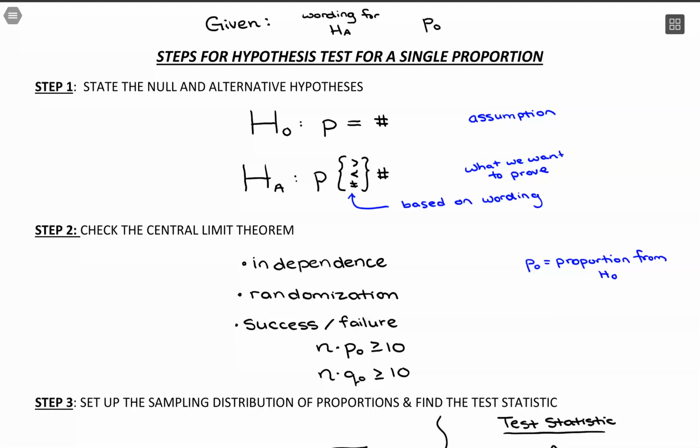And what you'll also be given is sample data. It's important to separate these pieces. So there'll be something about what they want to test or find evidence for, and then they'll describe some sample data, which will lead to a sample proportion coming from some sample size. So those pieces will be given to you. So based on that wording for the alternative hypothesis, you can set up this piece, and again, those numbers should always be the same, and then in the null hypothesis, you'll always have an equal sign.